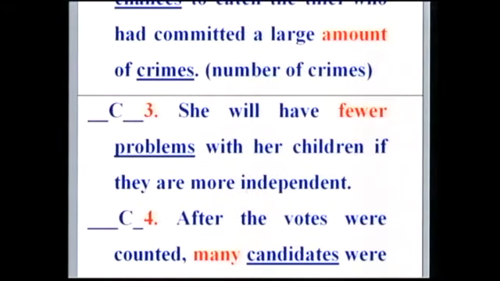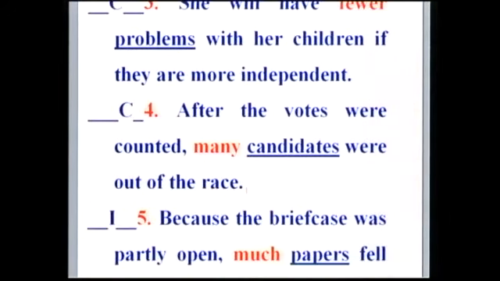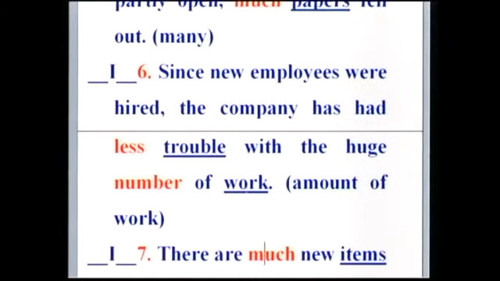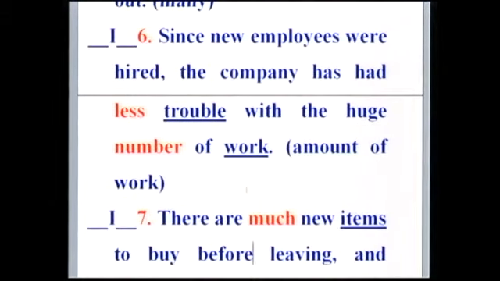She will have fewer problems with her children if they are more independent. لو يعني هم بيعتمدوا على نفسهم شوية هيبقى عندها مشاكل أقل معاهم. This is correct. After the votes were counted, many candidates, this is correct. Because the briefcase was partly open, much papers, many papers fell out. Since new employees were hired, the company has had less trouble with the huge number of work. With the huge amount of work.